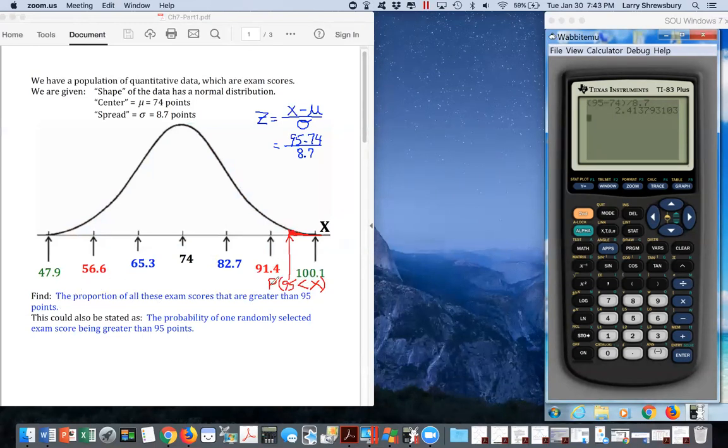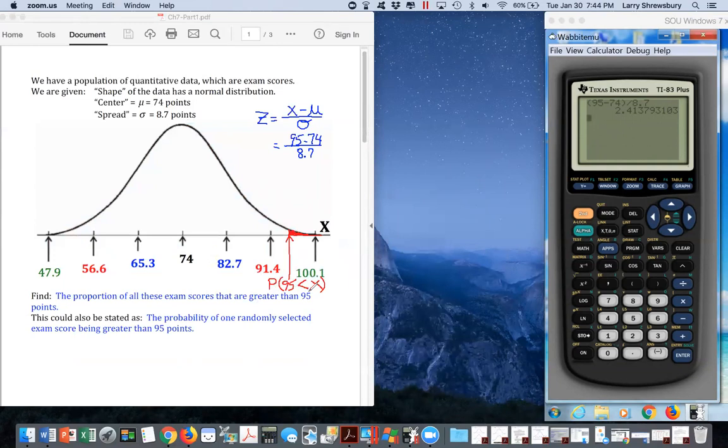You know, if I were to interpret this, here's the sentence. And here's another way to interpret that. This is the proportion of all the exam scores that are greater than 95. And you can also interpret this as the probability of one randomly selected data value being greater than 95. So that's pretty compact, isn't it? Nifty compact notation.